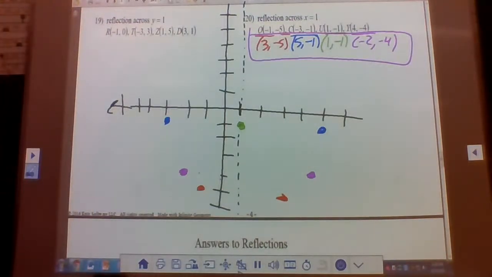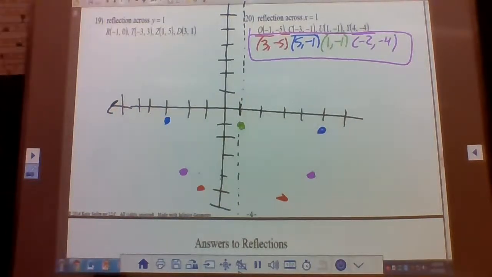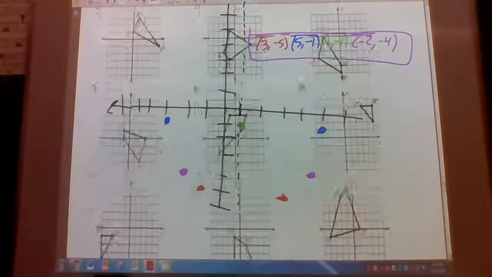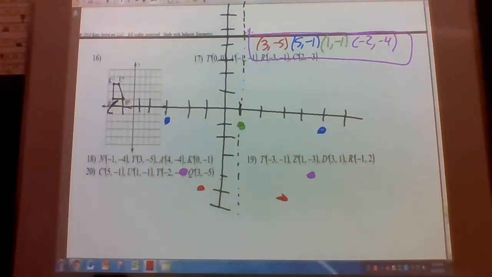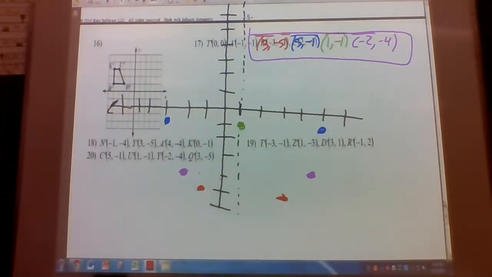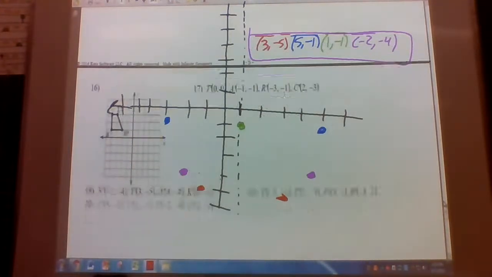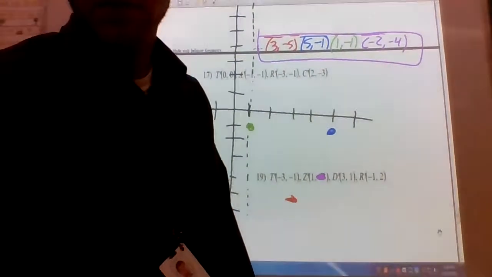All right, so that is the reflections practice, and it has the answers on it as well. So you don't have to watch the video. You could have just checked all the answers. All right, so that is the reflections practice.